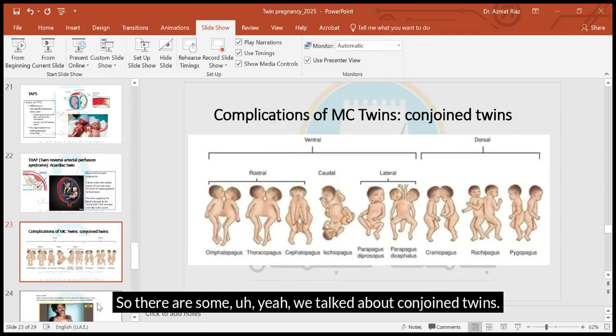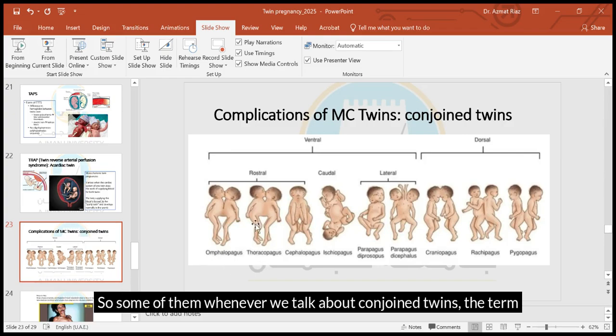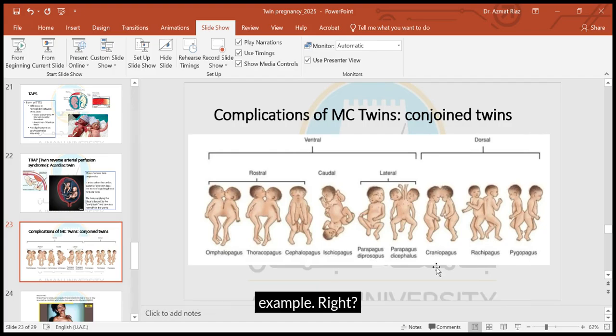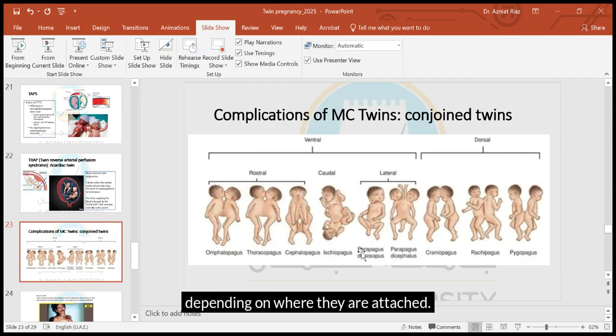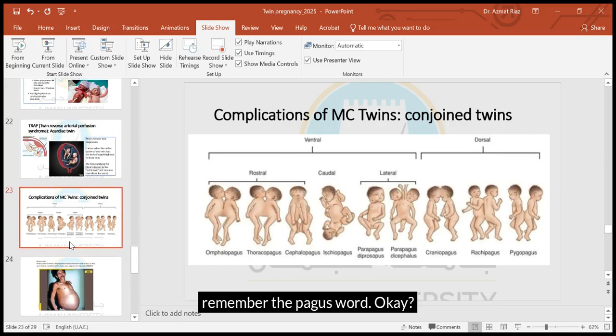We talked about conjoined twins. These twins can be joined together at various parts of the body. Whenever we talk about conjoined twins, the term used is pagus. They can be, for example, pyopagus, craniopagus, thoracopagus, depending on where they are attached. But you do not need to remember all of these terms. Just remember the word pagus.